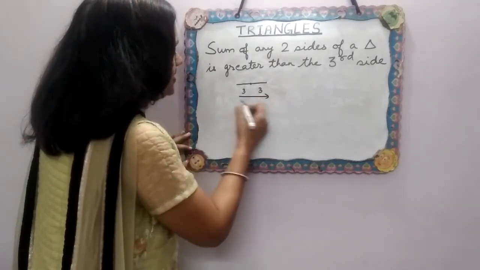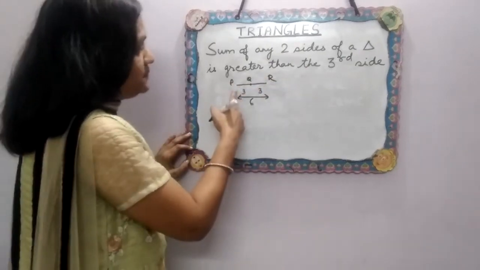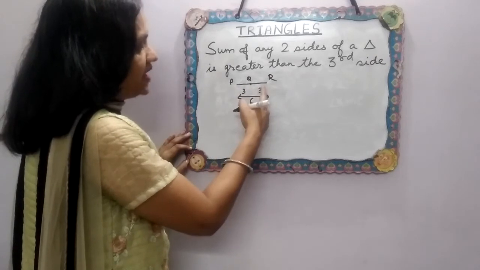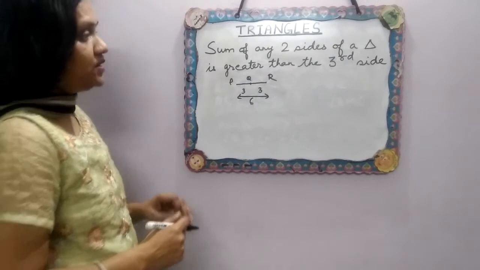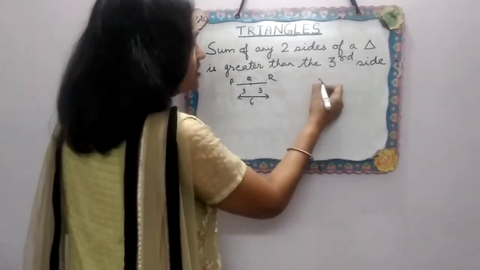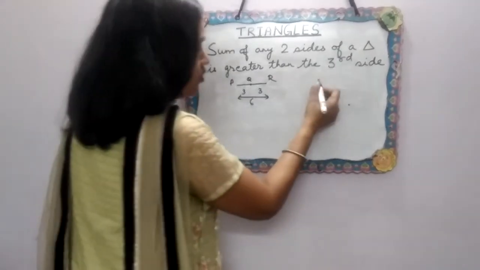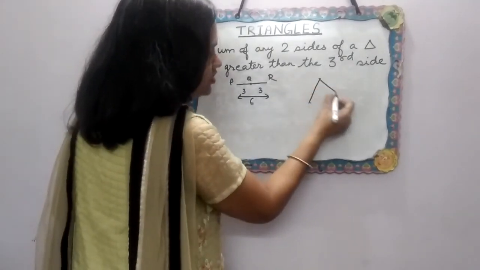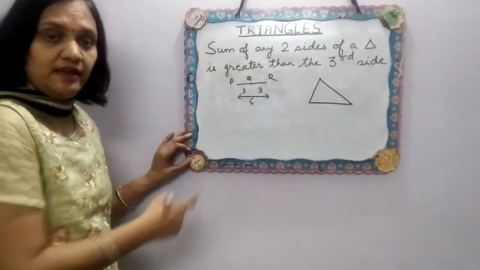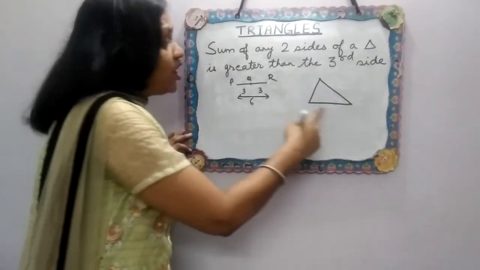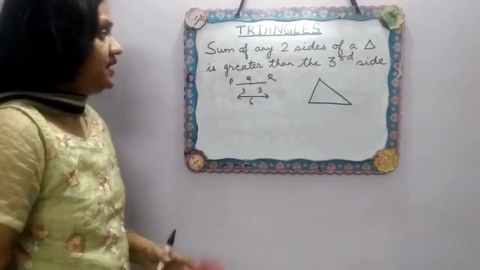And since the points are collinear, you can see PQ plus QR is equal to PR because the 3 points are collinear. Okay, if the points are not collinear, if they are taken like this, then what will happen? Then you can form a triangle. So 3 points in a plane will either be collinear or we can form a triangle joining all the 3 points.